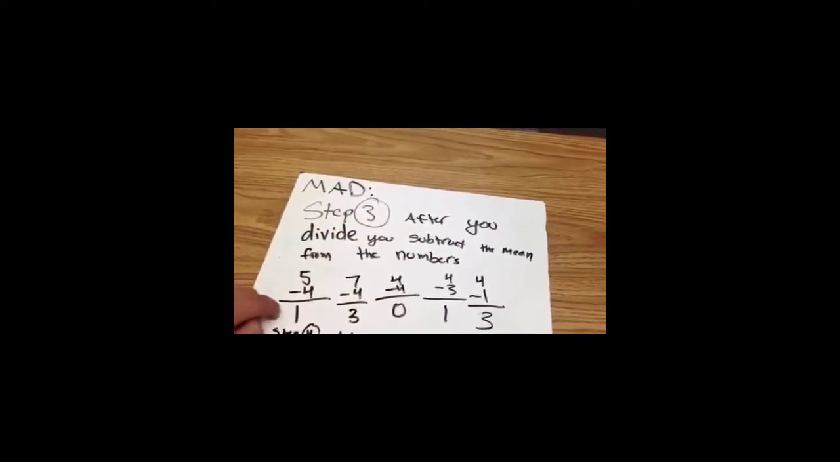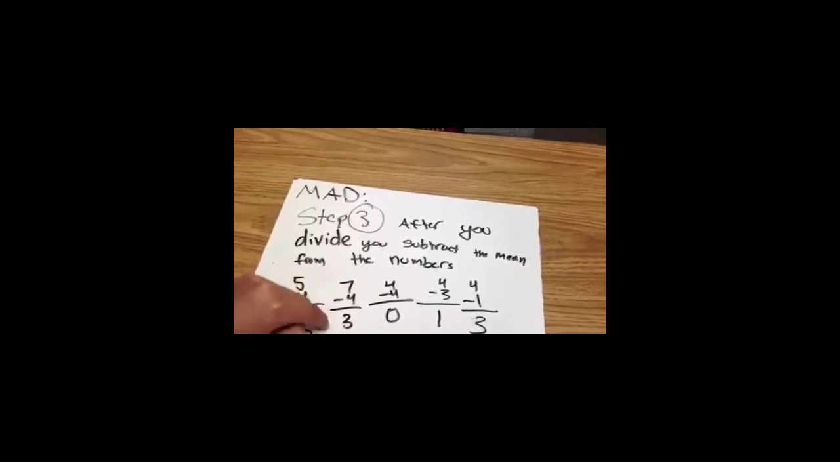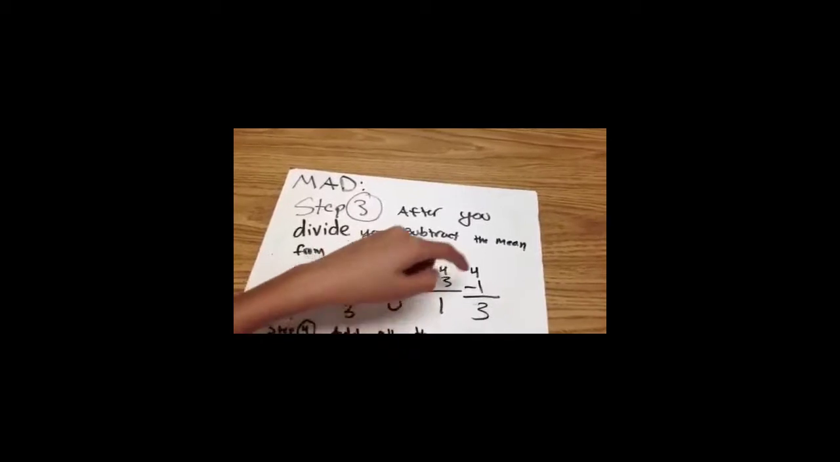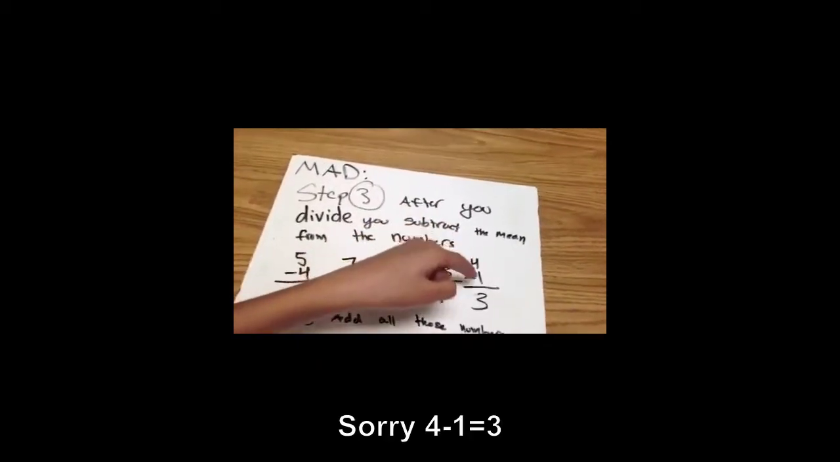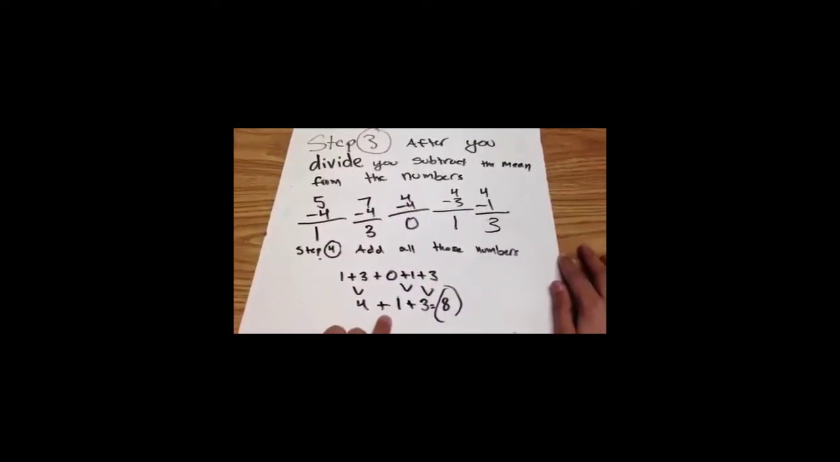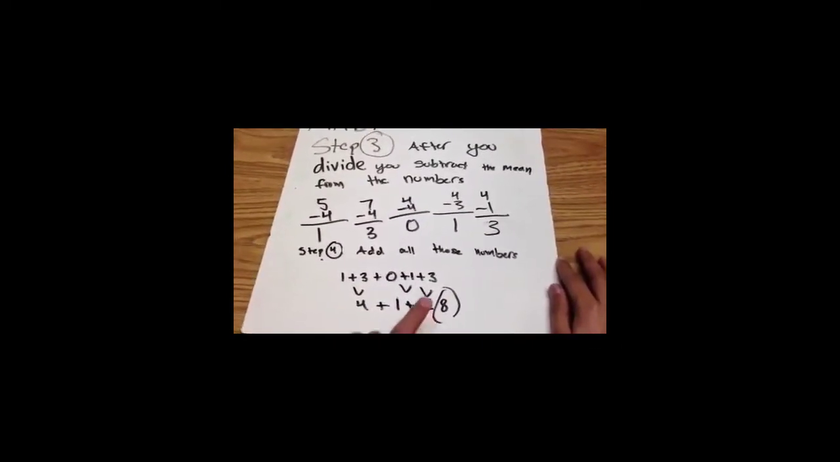So 5 minus 4 would be 1, 7 minus 4 would be 3, 4 minus 4 would be 0, 4 minus 3 would be 1. And then lastly but not least, 4 minus 1 would be 3. Now, all you have to do is add all those numbers up. So 4 plus 1 is going to be 5, plus 3, 8.